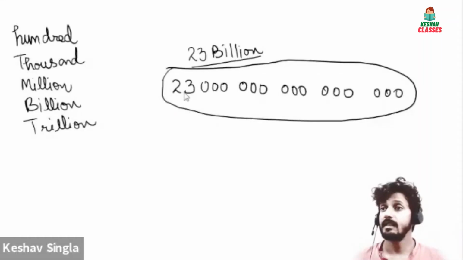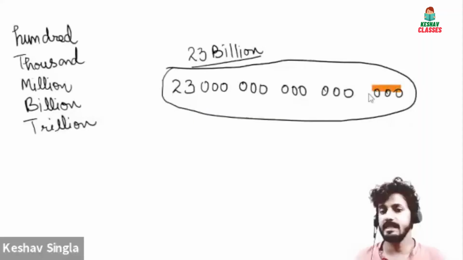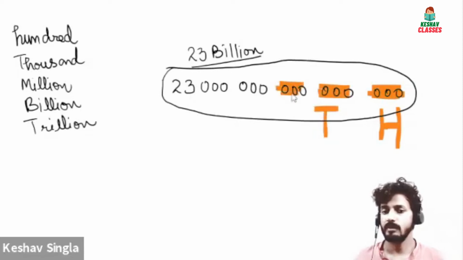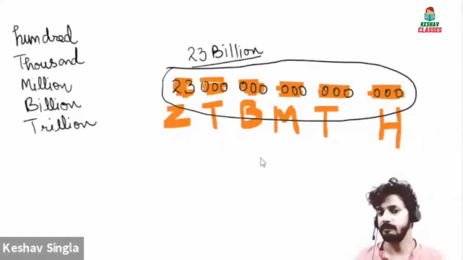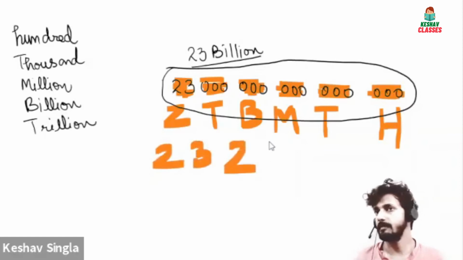Oh, this is trillion. This is not even trillion. This is zillion. Look at it. This is for 100, right? This is 1,000. This is million. How much is this? Billion. How much is this? Trillion. How much is this? Zillion. This number is 23 zillion.